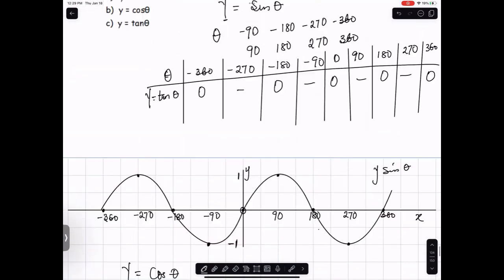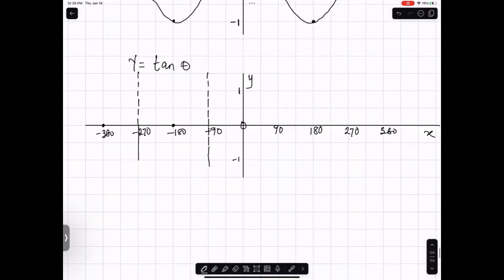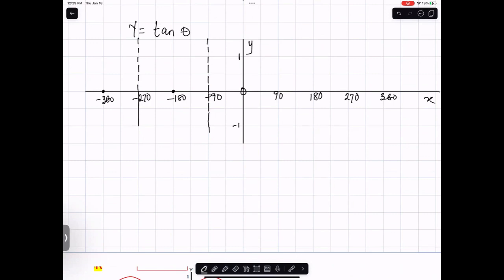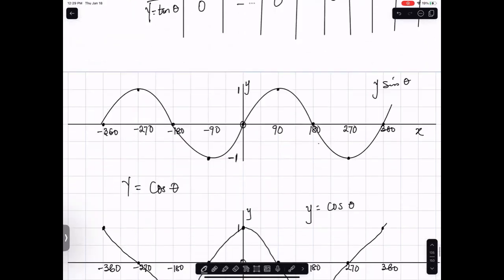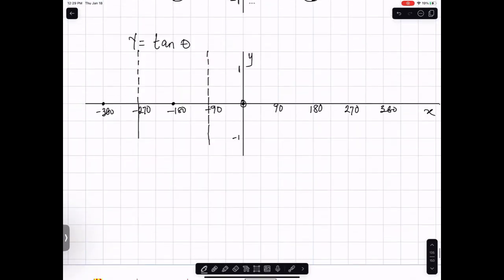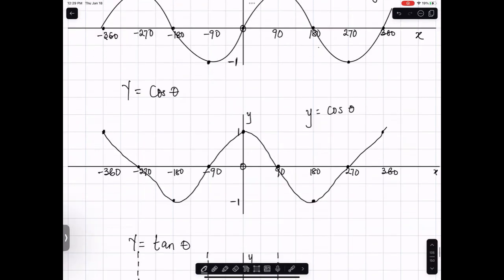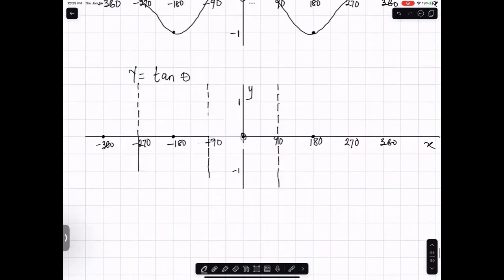So when theta is 0, we have our value as also 0. For 90, we have that as what? Math error. Same thing, I will apply here because there's no value. Then for 180, we have it as what? As 0. Okay. Then for 270, also same thing, math error.